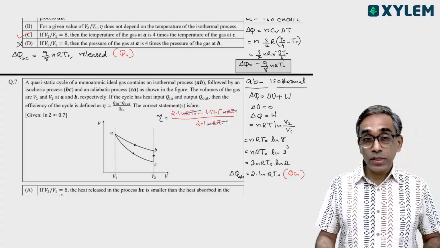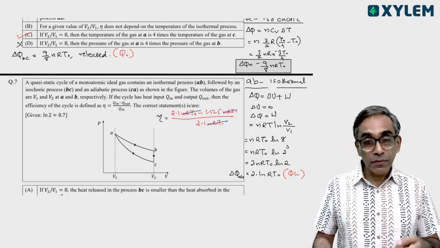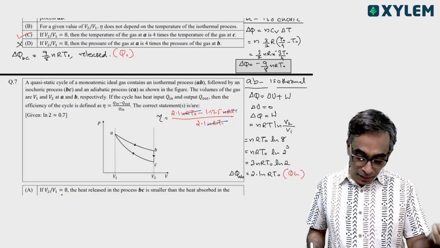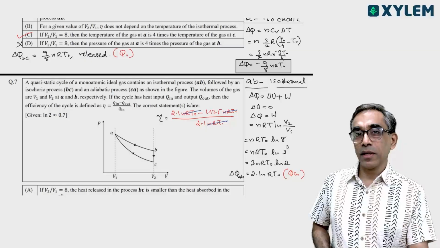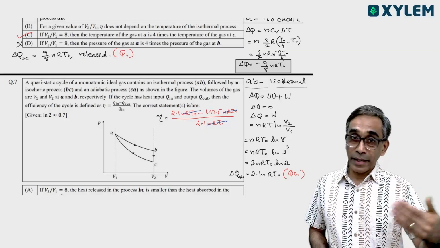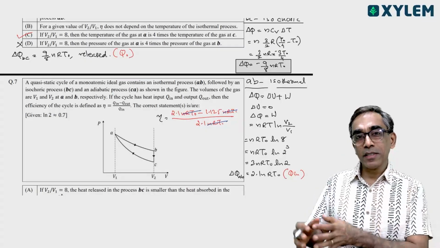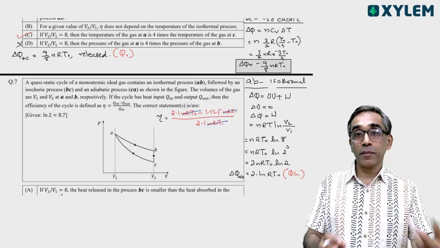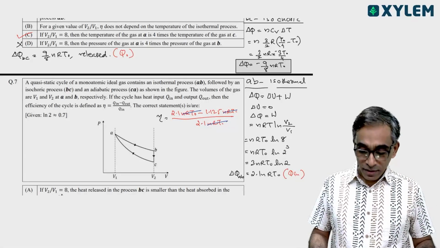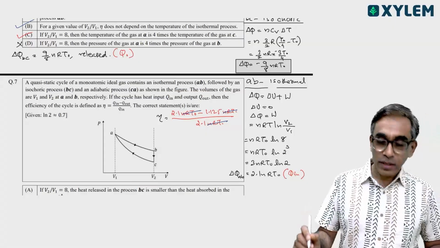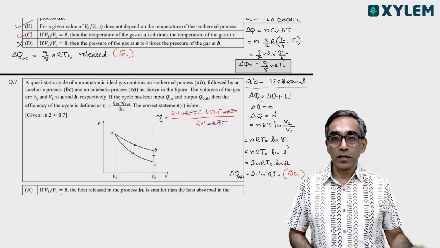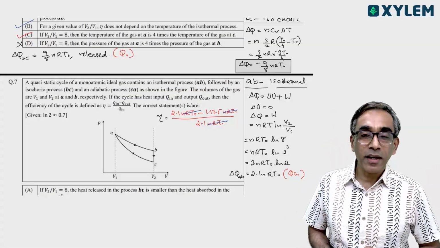So we have calculated this efficiency for a particular value V2 by V1 equal to 8. When you are given a particular value of V2 by V1, like 8, then the nRT0 cancels out. It does not depend on the temperature. That's what they said. It is independent of the temperature. So option B is also correct. 3 options, A, B and C are correct and D is wrong.